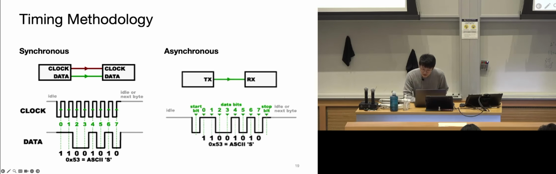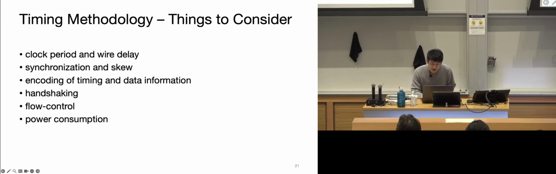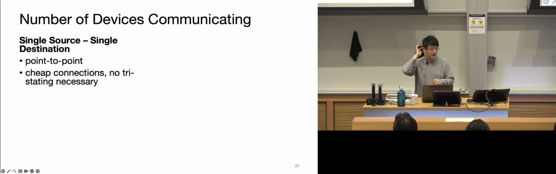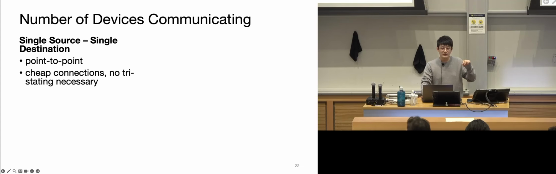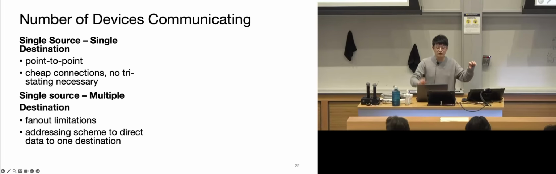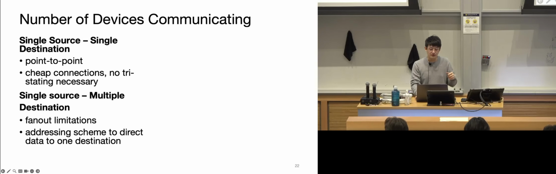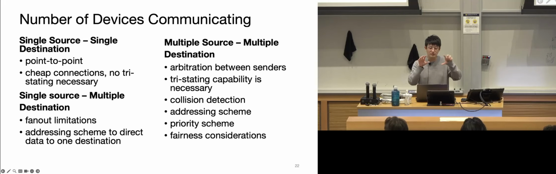Okay. So where were we? Here. Okay. And we will talk about the number of devices communicating. There are various ways of this, as we briefly touched before. We have single source to single source communication. It's like point to point. It's usually pretty cheap connections. We also have single source to multiple destinations, as well as multiple sources to multiple destinations.